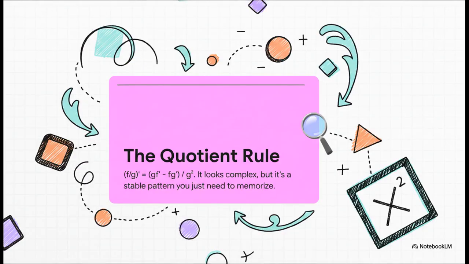And for division, we have this guy, the quotient rule. And yeah, I know, this one looks a little scary. You've got subtraction, you've got this squared thing on the bottom. It looks like a lot. But just like the product rule, it's a fixed pattern. Once you memorize it, you're golden.